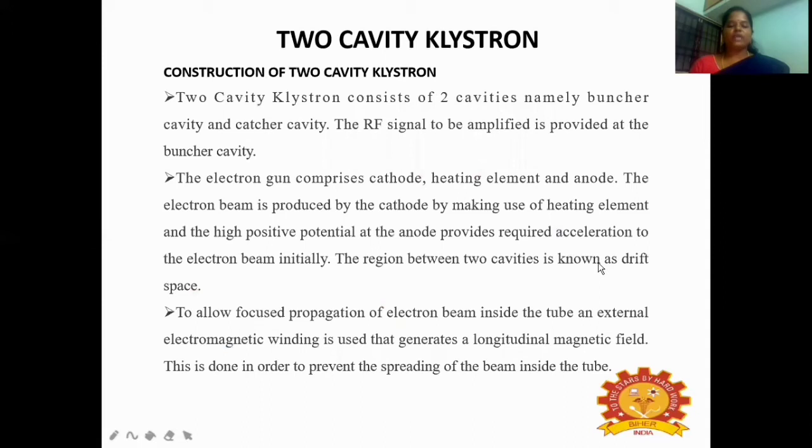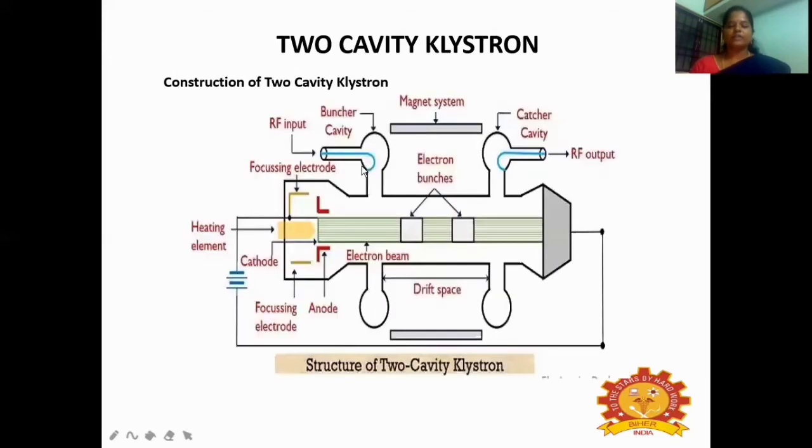The region between the two cavities is known as drift space. To allow the focused propagation of the electron beam inside the tube, an external electromagnetic winding is used, which generates a longitudinal magnetic field. This longitudinal magnetic field prevents the spreading of the beam inside the tube, and it allows the electron beam to be focused inside the tube. That is the main function of this external electromagnetic winding, that is this one. It makes the beam get focused inside the tube and avoids spreading of the beam.